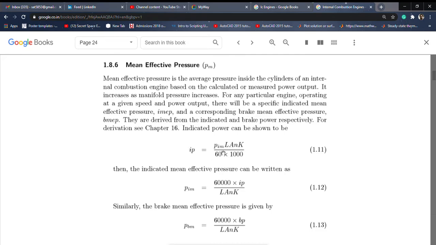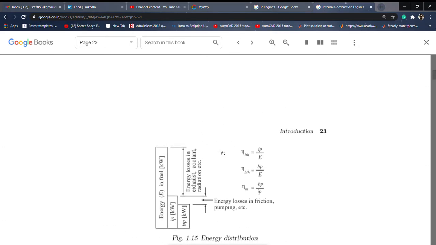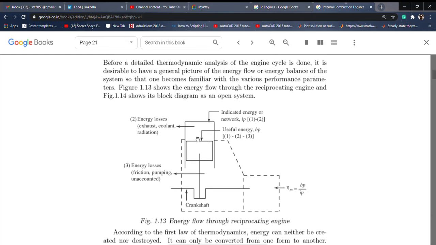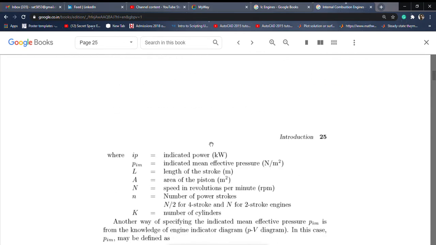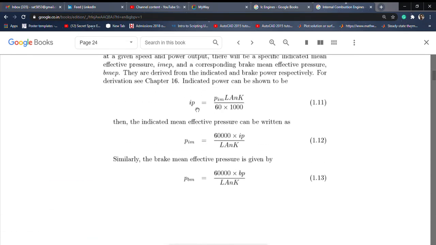Now what is PIM? This is the pressure at the piston surface. If you check this diagram, whatever the pressure at the piston surface, this pressure will actually vary. When the piston moves downward, the pressure will change. So we will take the average pressure at the piston surface. This is the average pressure. So this is your indicated power, and it depends on the indicated mean pressure.